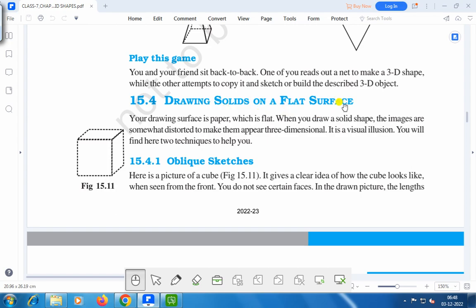Drawing solids on a flat surface. Your drawing surface is paper, which is flat. When you draw a solid shape, the images are somewhat distorted to make them appear three-dimensional. It is a visual illusion. You will find here two techniques to help you.